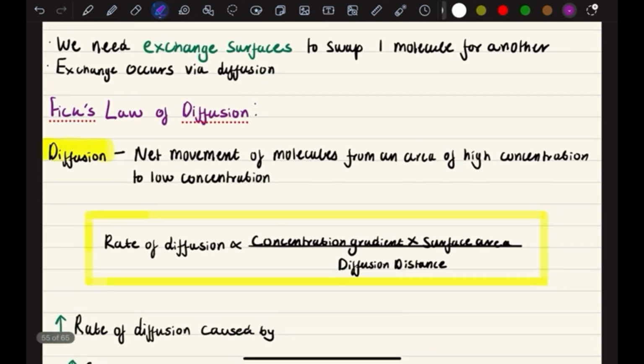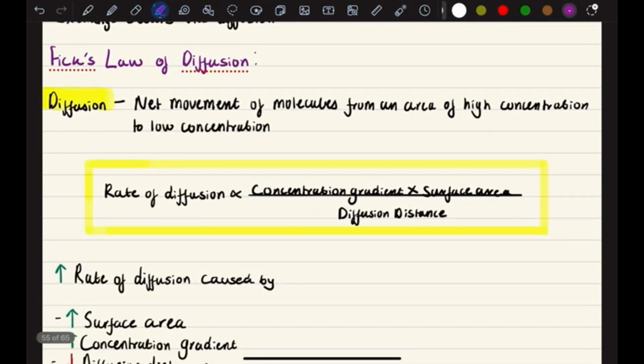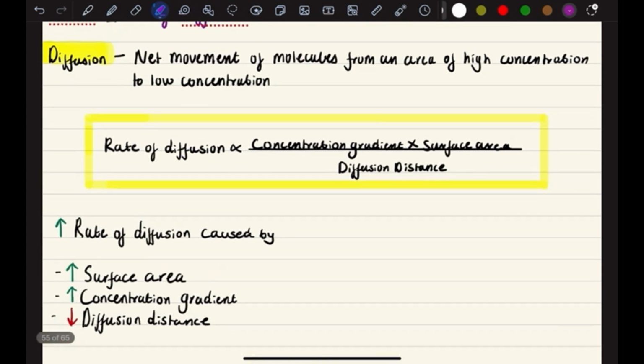Let's look at Fick's law. Fick's law is really, really important to remember. Let's first of all define diffusion. Diffusion is the net movement of molecules from an area of high concentration to an area of low concentration. Now, let's look at Fick's law. Fick's law dictates that the rate of diffusion is directly proportional to the concentration gradient multiplied by the surface area, divided by the diffusion distance.